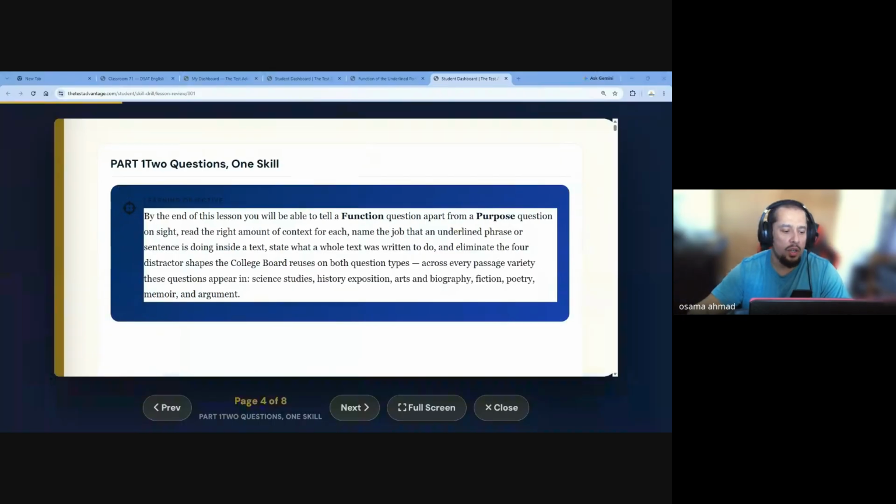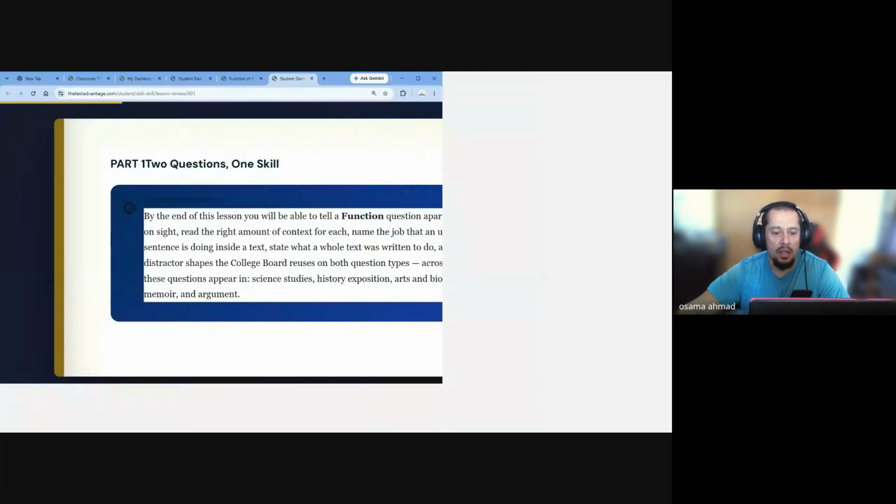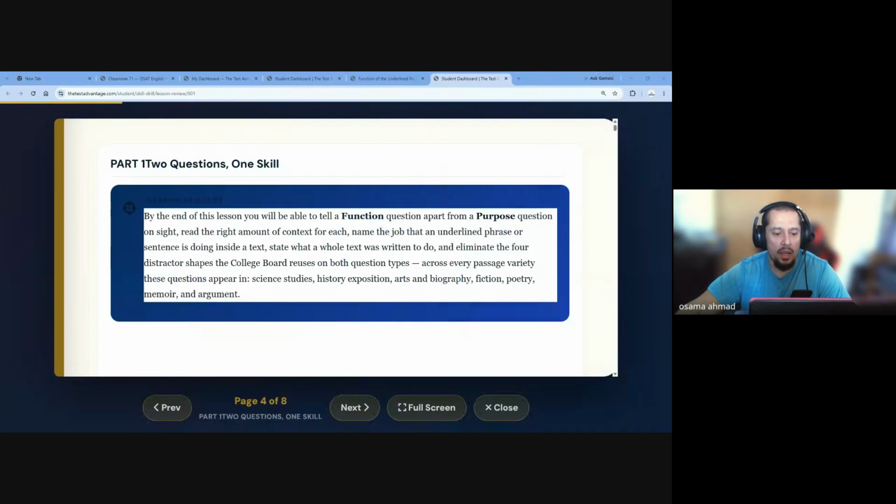Today we're going to focus on function and purpose, right? This skill is different from the other skills. The other skills want from you, for example, what does the information tell us, right? But this skill isn't what does it tell us? This skill instead, it's why does it say it, right? So I want you to notice there's a big difference between what does it say and why does it say it.